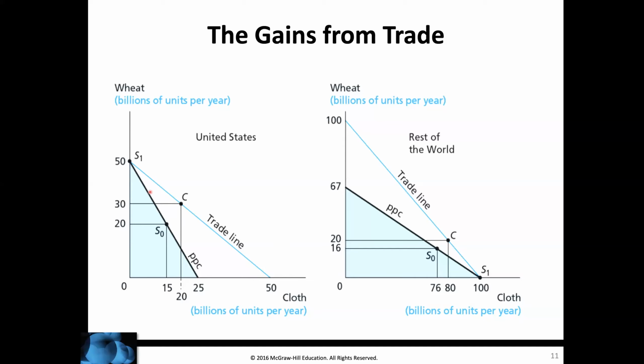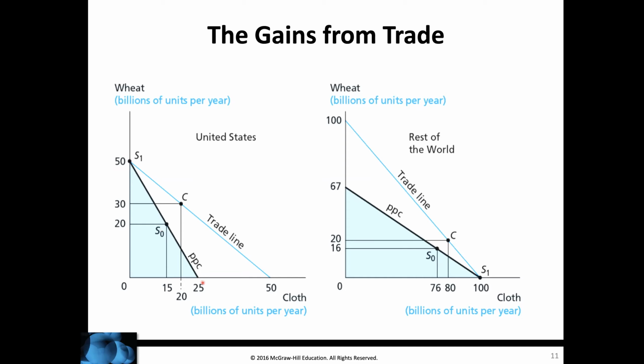So here we've got this dark line. This is all of the production possibility that the United States has. So we're going to assume that the US has 100 labor hours, which it can allocate between producing either wheat or cloth. And you remember they are able to produce half a unit of wheat per hour. So with 100 hours, if the US just focused 100% on wheat, they would be able to produce 50 units, 50 billion units per year.